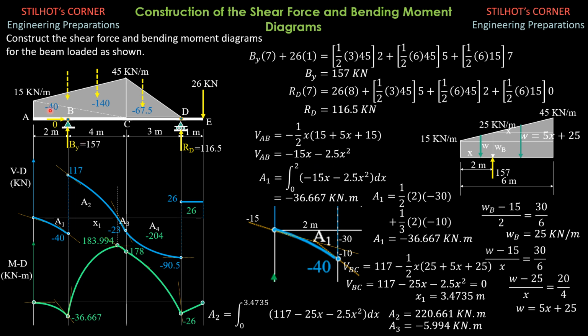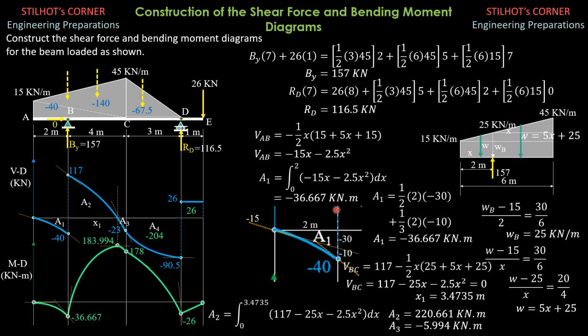Since the area under the shear curve is the area of the load diagram, it is the integral of the shear equation here, shear AB, which is this negative 15x minus 2.5x squared. The height of the strip is this, the thickness of strip dx, from 0 to 2. So the area is negative 36.667 kilonewton meter.